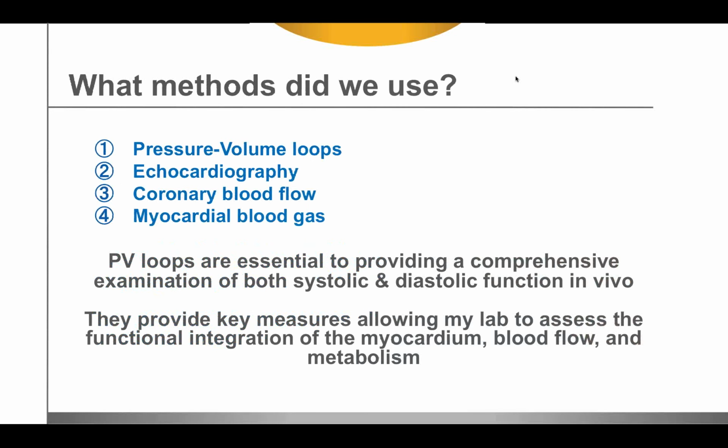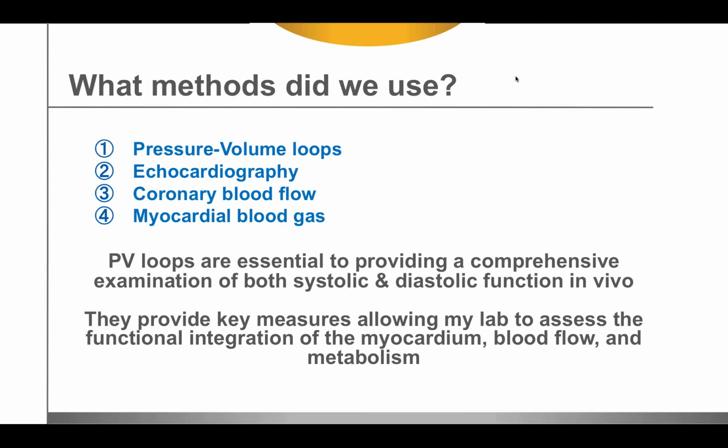So what types of methods did we use? Well, today I'm going to talk to you a little bit about 4 in particular. Obviously, pressure volume loops. We do serial ultrasounds on these animals, so we do echocardiography every month to serially monitor their function over the course of our aortic-banding procedure, which we band these pigs for 6 months. We measure coronary blood flow, and we also measure myocardial blood gases as well to determine myocardial oxygen consumption.